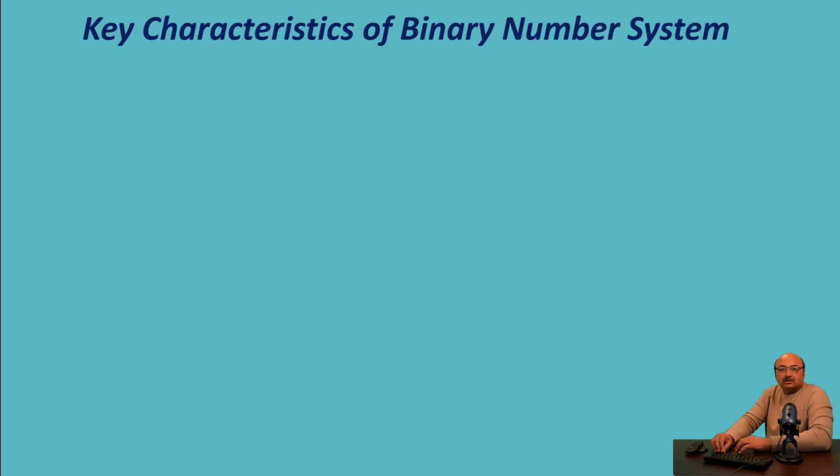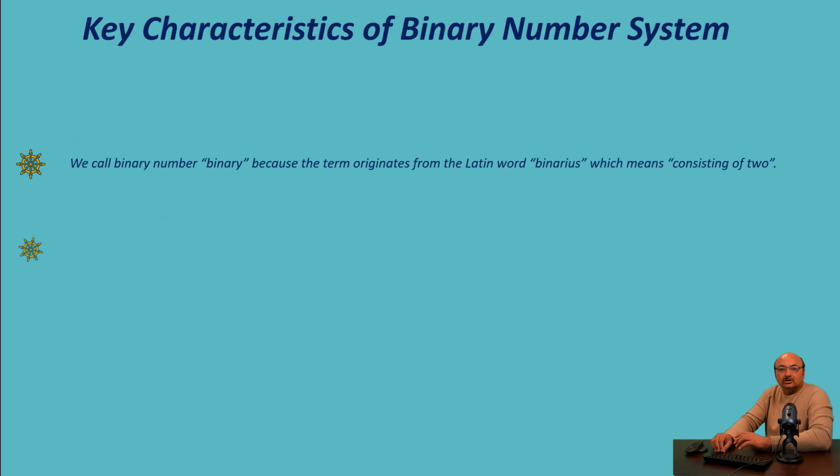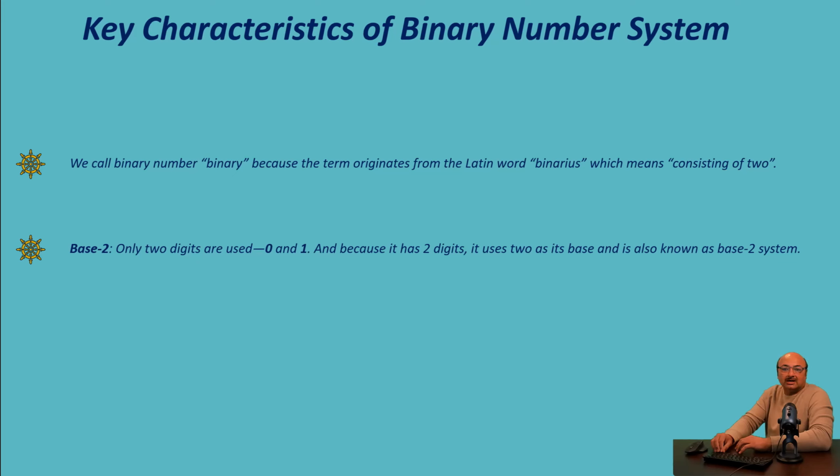The word binary comes from the original Latin word binaris, which means consisting of two. And these two numbers are 0 and 1. In the decimal number system, we had seen that there are 10 numbers, 0 to 9, and that is the reason it had a base of 10. Now in binary, since there are just two numbers, 0 and 1, we have a base of 2.